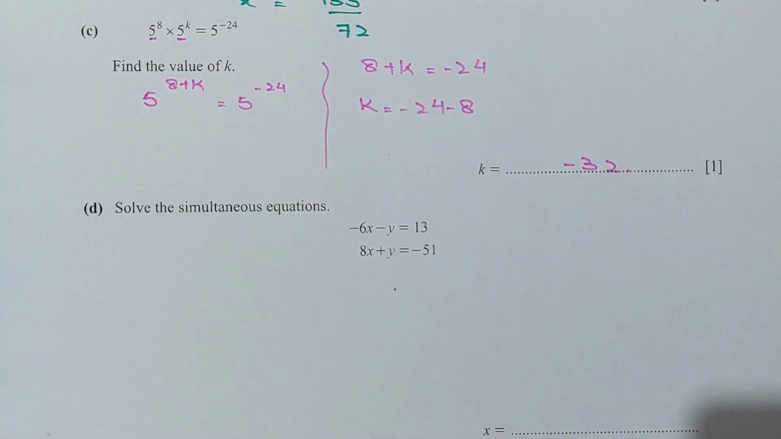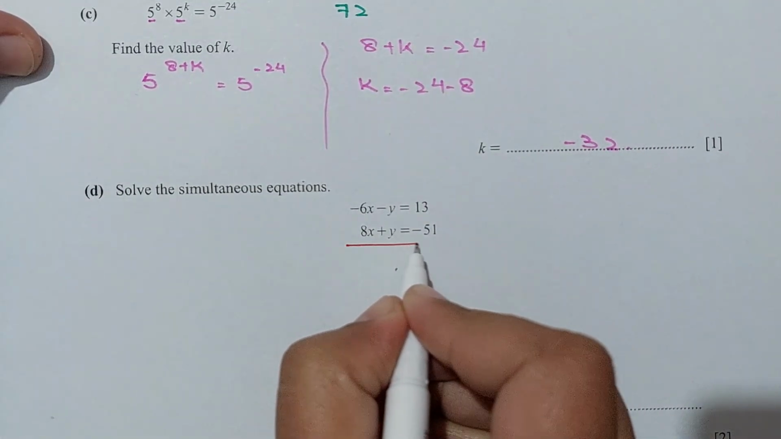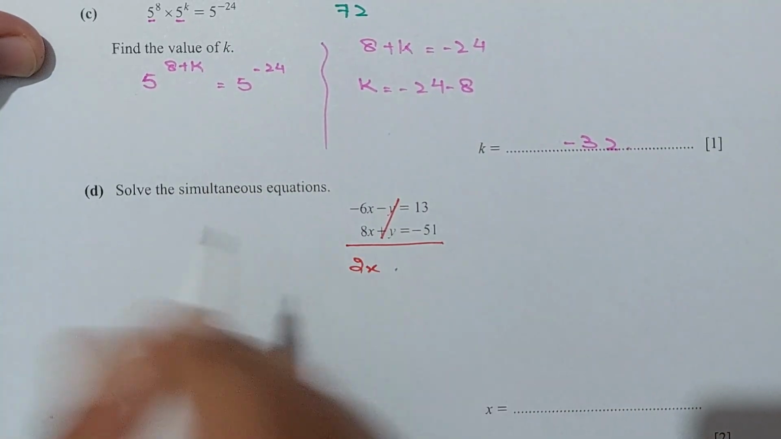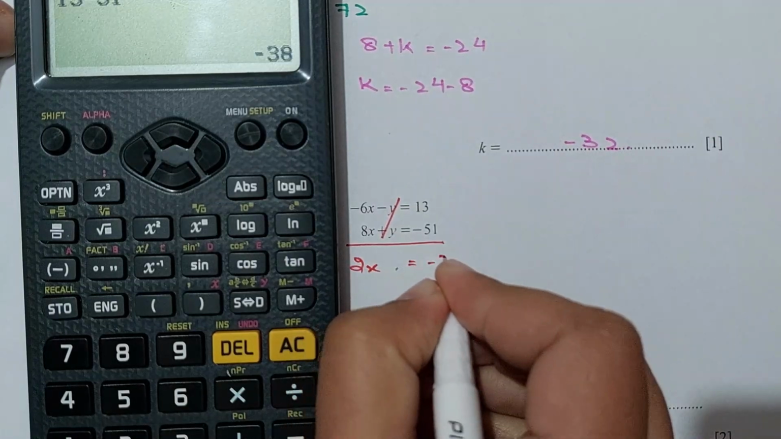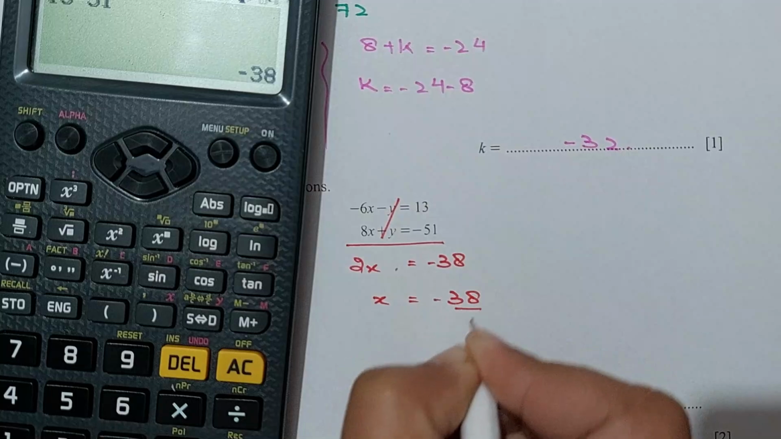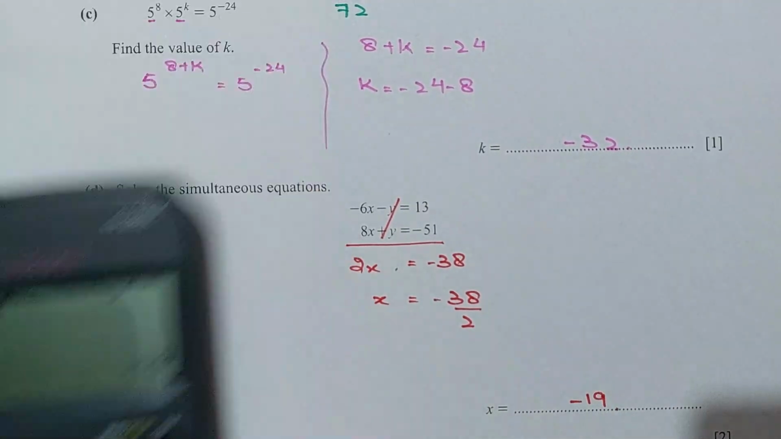Now for part D, we have to solve the simultaneous equations. Just add up the two equations, and you can get rid of y. This is 2x, and 13 minus 51 is minus 38. And what would be x? Minus 38 divided by 2. Negative 19 is my x, right?